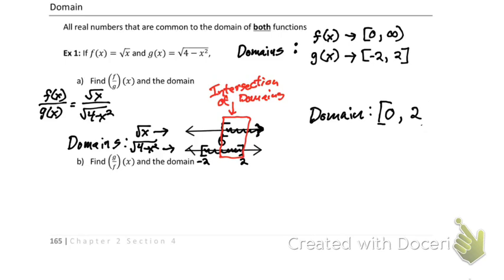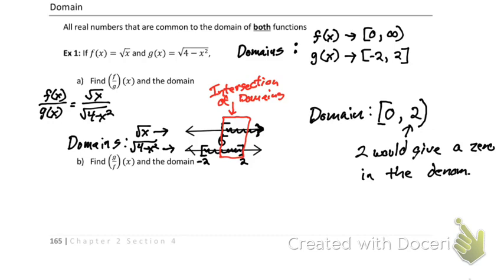So that can't be a bracket. It actually has to be a parenthesis. And that's because 2 breaks our domain. So 2 would give a 0 in the denominator. So once again, you have to have an overlap of your domains, and then you have to ask yourself, what breaks our denominator? Whenever you're doing fractions, you have to ask yourself what breaks the denominator, what messes everything up. And that'd be a 2 or a negative 2, so I can't include a 2 or negative 2.